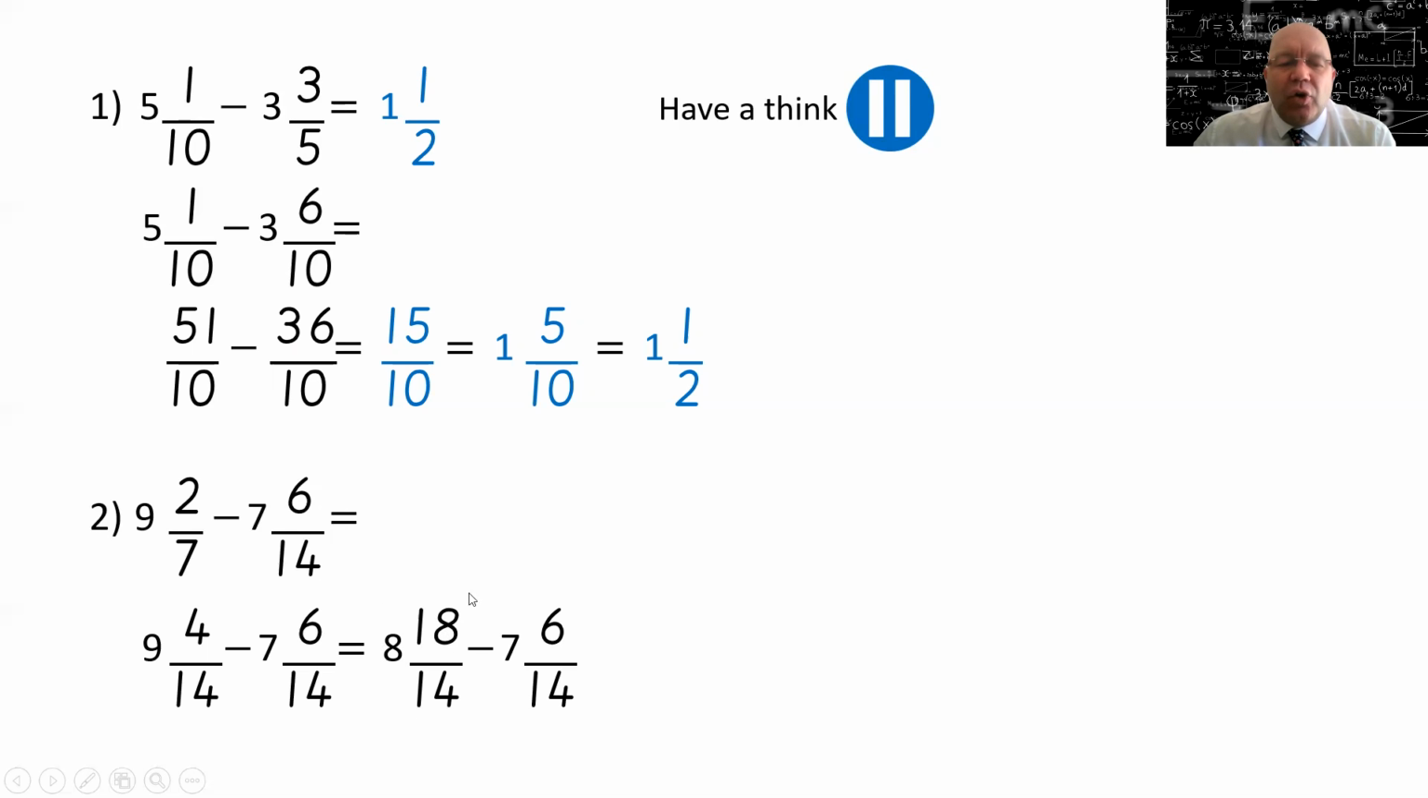Now, it is ugly. We would never actually represent a fraction like that. But even so, it's still the correct value. 8 whole ones and 18/14. Take away the 7 6/14. So now we can do the part whole. 8 take away 7 is 1 whole one. And then 18 take away 6 is 12. So 1 12/14. And that will simplify to 1 6/7.